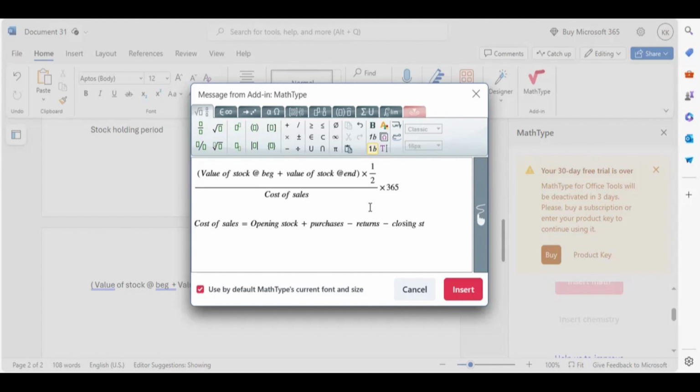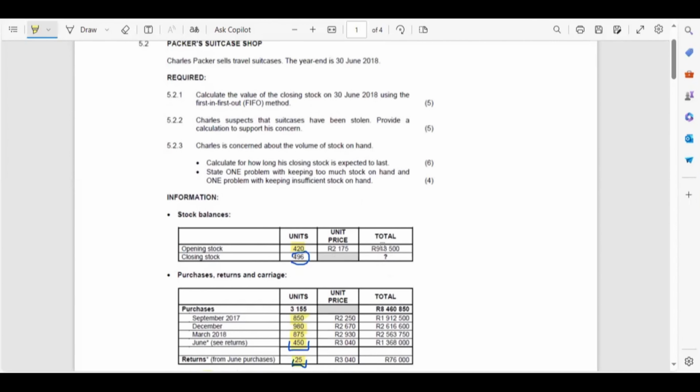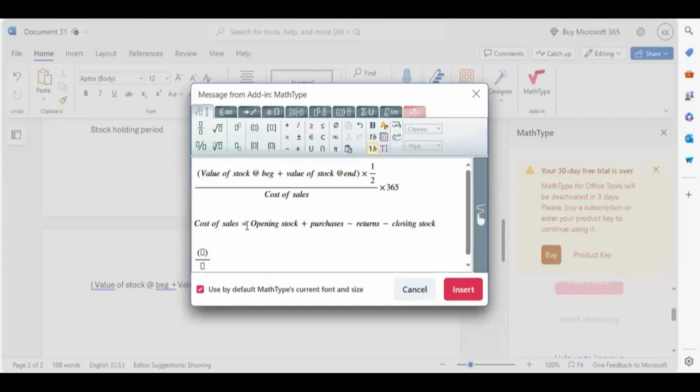Closing stock. Now this would be equal to your cost of sales. Now based on that, I want us to try and calculate our stock holding period, right? We're going to first start by recognizing the value of our stock at the beginning. Now the value of our stock at the beginning is 913,500, as you can see here, right?